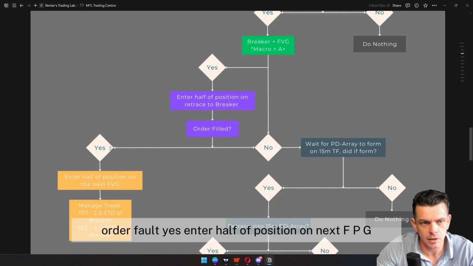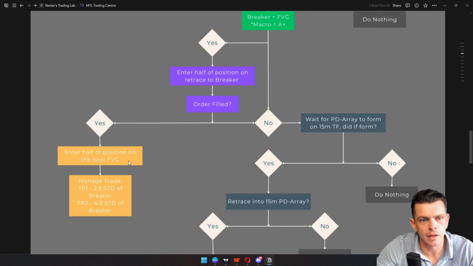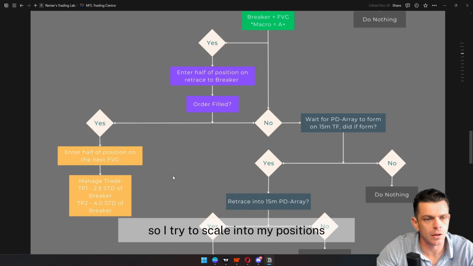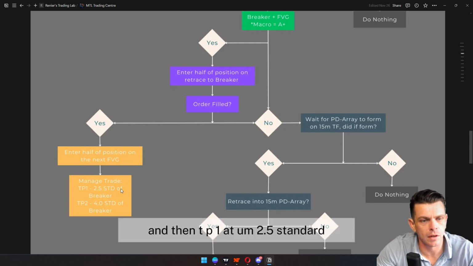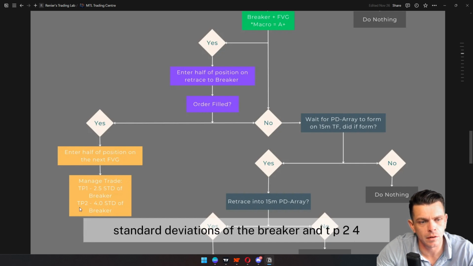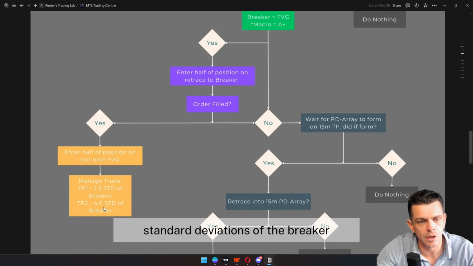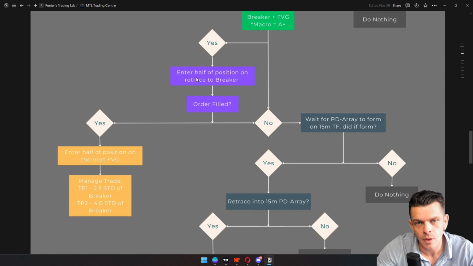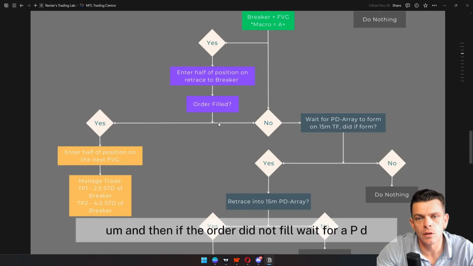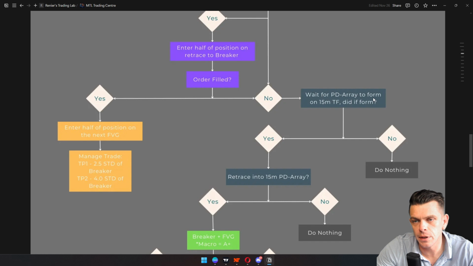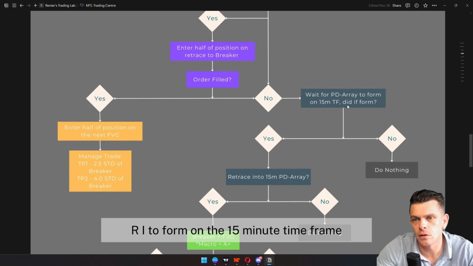Order filled, yes. Enter half of the position on the next FVG. So I try to scale into my positions, and then TP1 at 2.5 standard deviations of the breaker, and TP2 at 4 standard deviations of the breaker. And then if the order did not fill, wait for a PD array to form on the 15-minute time frame.